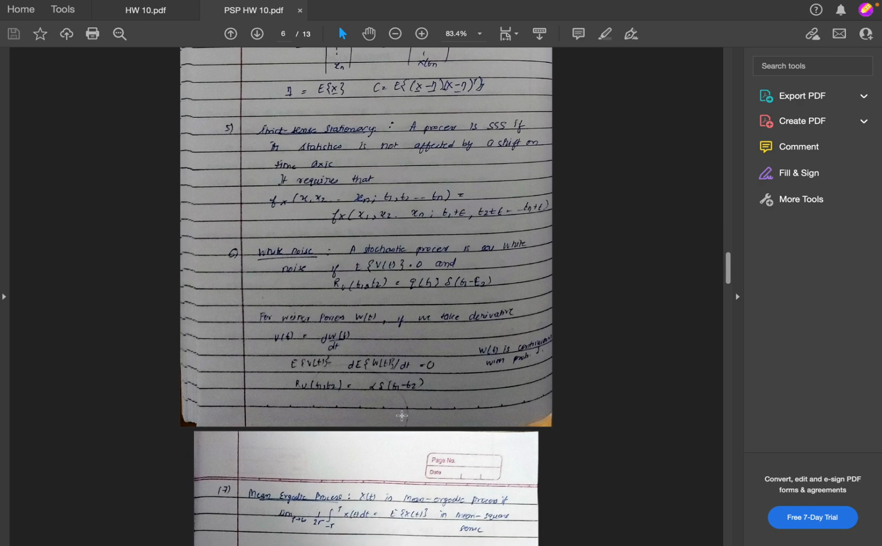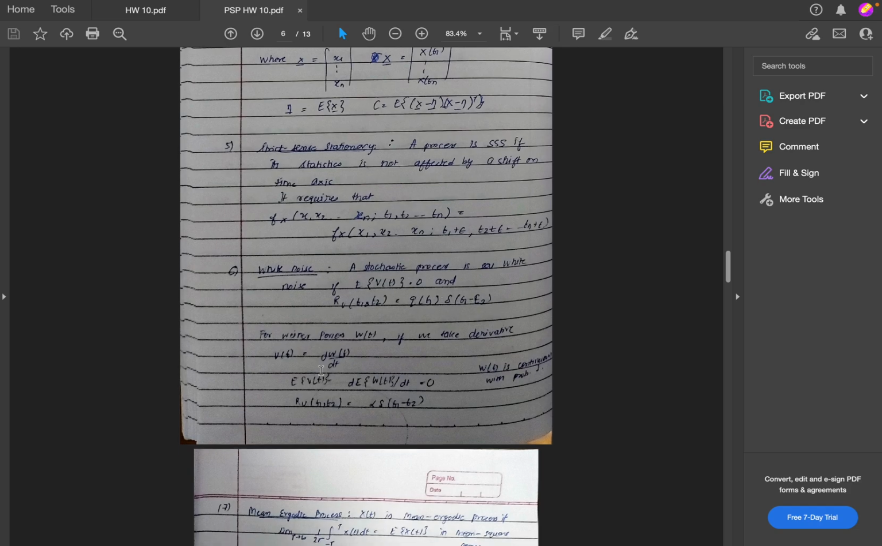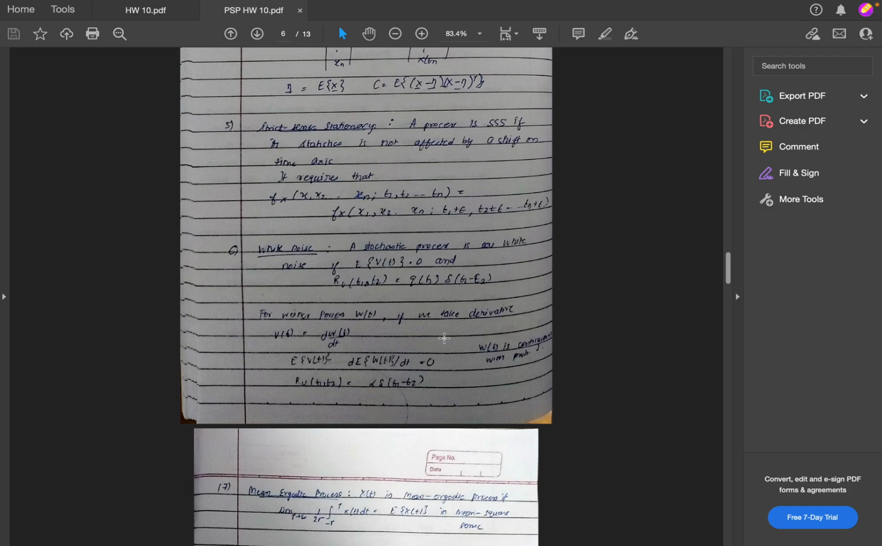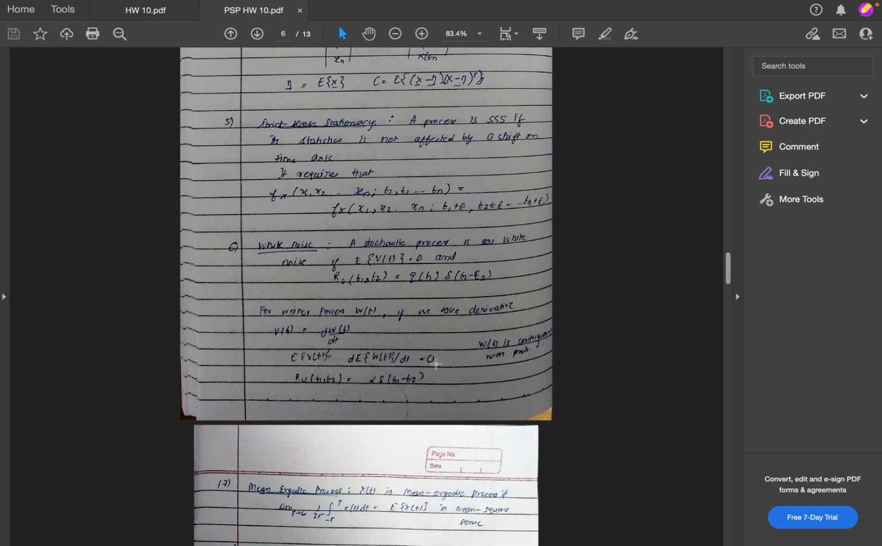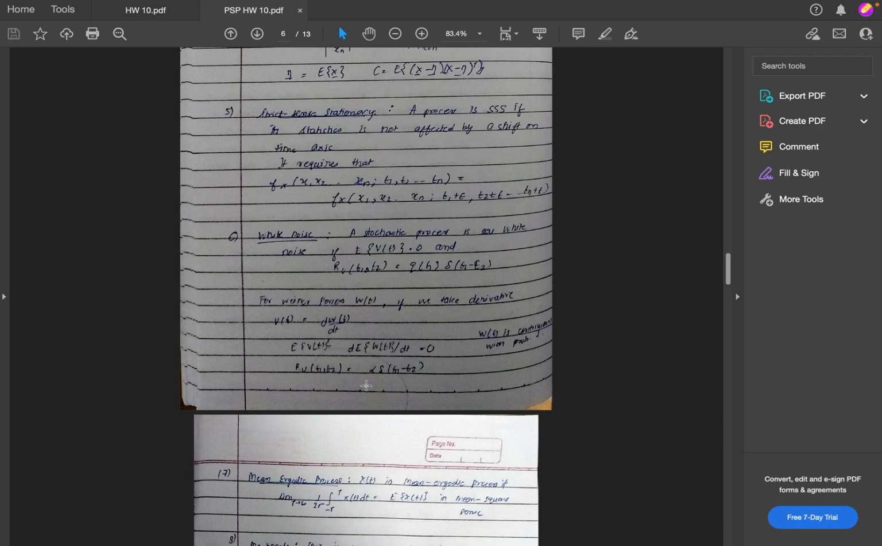Now we move on to white noise. A stochastic process is white noise if the expectation of the process is 0 and the autocorrelation is of the form q(t1) times impulse of (t1 minus t2). For the Wiener process that we saw in question 1, if we take the derivative V(t) equals dW(t)/dt, that is what is a white noise, and here W(t) is continuous with probability 1. The expectation will be 0, and if we calculate the autocorrelation, then that will be alpha times impulse of (t1 minus t2).